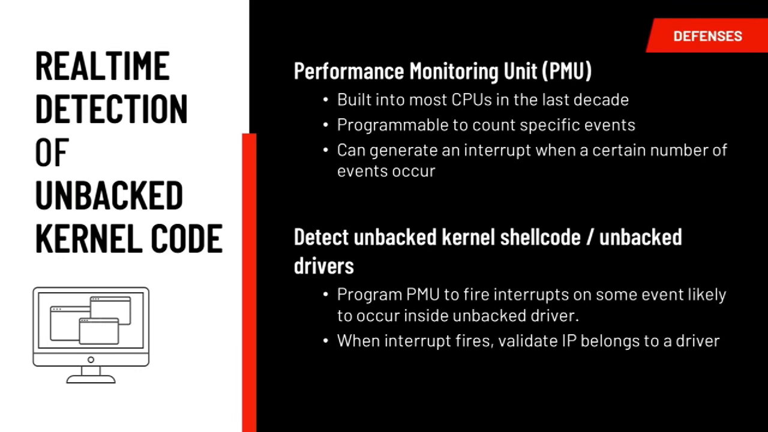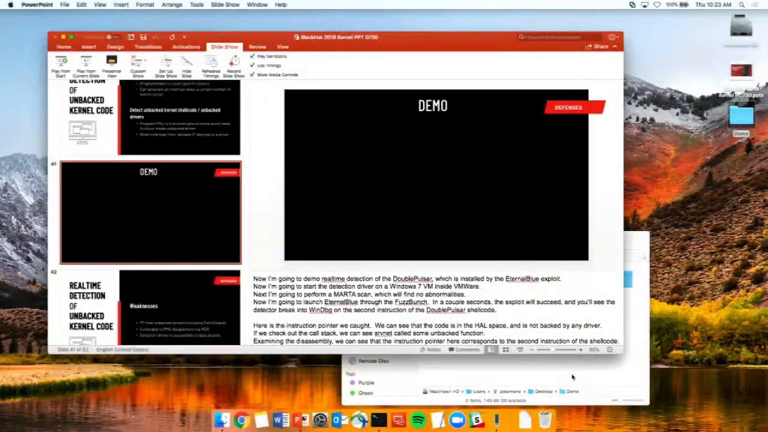When one of these events occurs, we program the PMU to generate an interrupt. Now, when the interrupt happens, our interrupt service routine executes, and we have a chance to validate and enforce a policy. So to detect unbacked code execution in this case, we keep a list of memory ranges that correspond to all the loaded drivers on the system. And when the interrupt occurs, we validate that the instruction pointer that was executing when the interrupt fired belongs to one of those valid memory ranges. And if it doesn't, we consider that to be a policy violation. So now I'm going to demo a real-time detection of DoublePulsar, and it's also going to show MARTA.